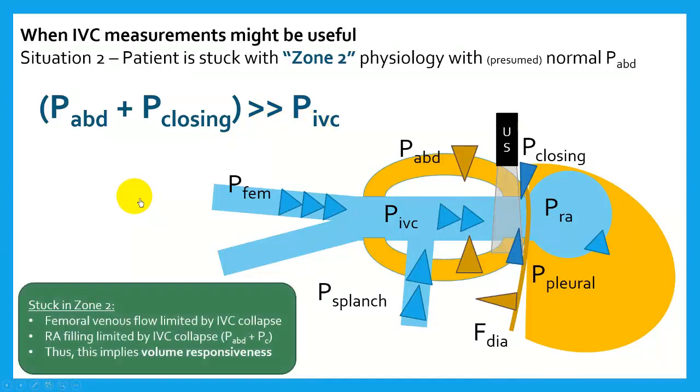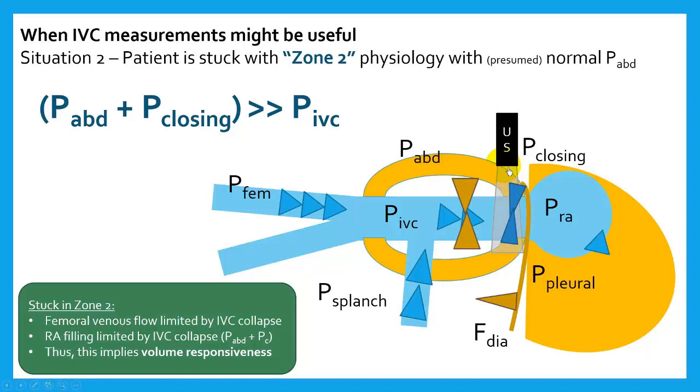respiratory cycle. Now, when you're stuck in zone 2, the femoral venous flow is not going to be limited by the pressure in the IVC. It's going to be limited by IVC collapse from these other two pressures outside the IVC. And the right atrial filling similarly will be limited by the IVC collapse, which again is dictated by this sum of the abdominal pressure and closing pressure. And we'll see that here.